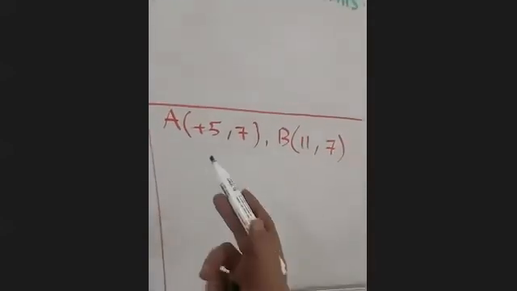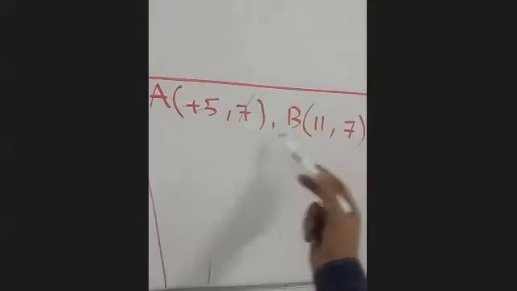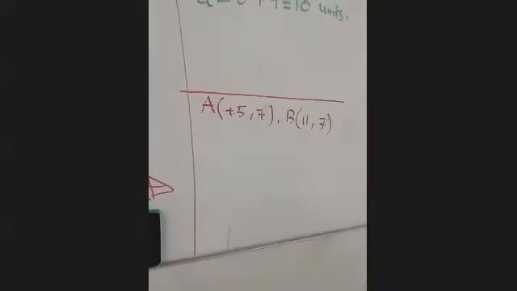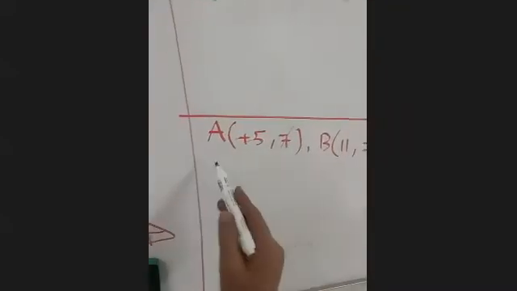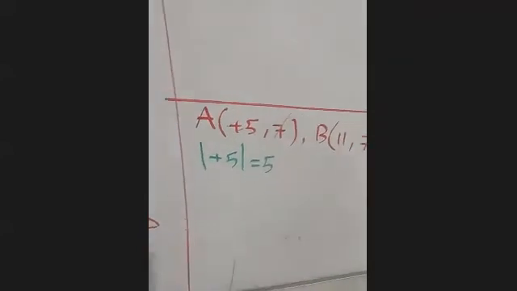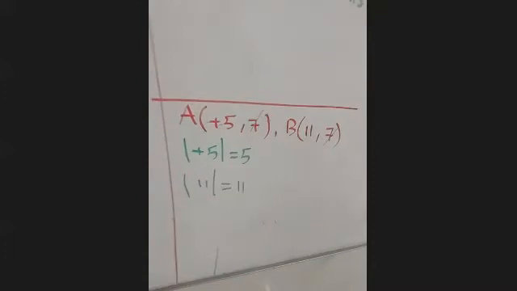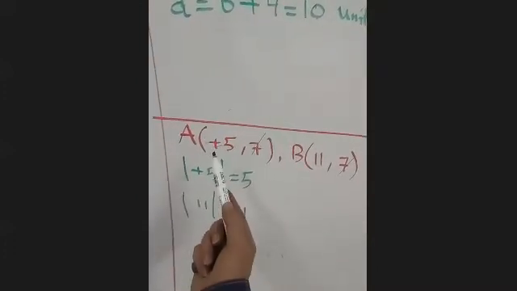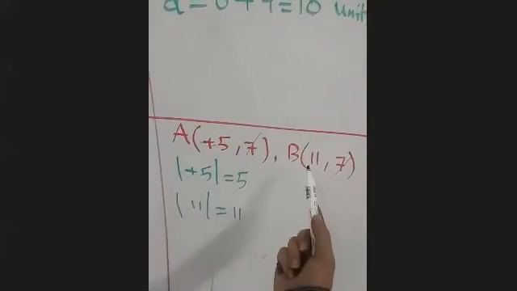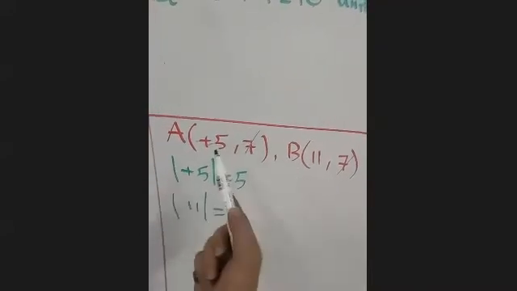Second example here, we'll do the same thing. Now look here, A is +5, 7, B is 11 and 7. Now we have 7 and 7, ignore them. The absolute value of +5 is 5. The absolute value of 11 is 11. Now, we take a look at the signs. Here it's positive, and here also it is positive. So we have similar signs.